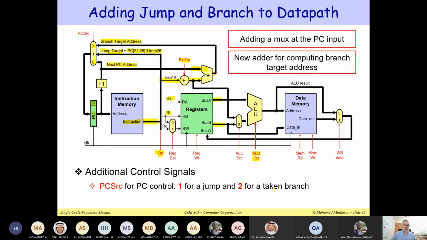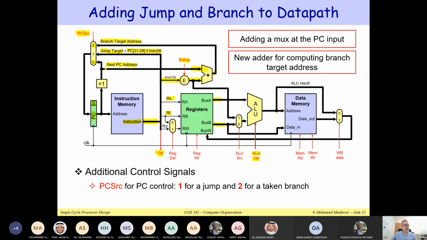Now we need an additional control signal because we have introduced this multiplexer. I need a new control signal. I'm calling it PC source. Now this PC source can be 0, 1, or 2. 0 means that, okay, we just go to the next instruction in memory.